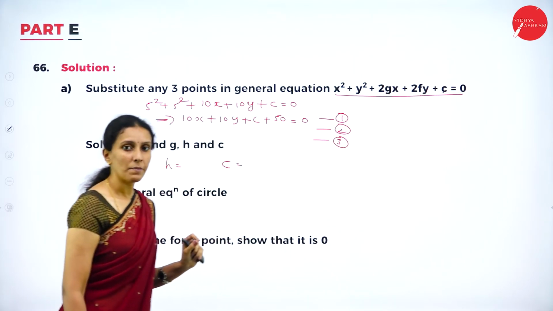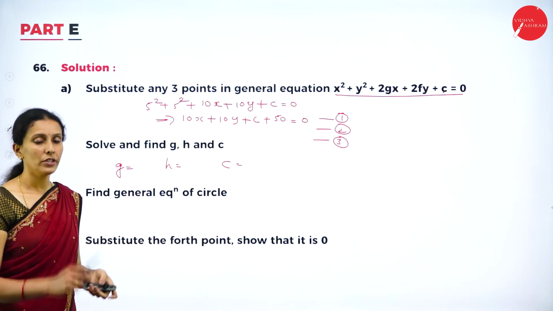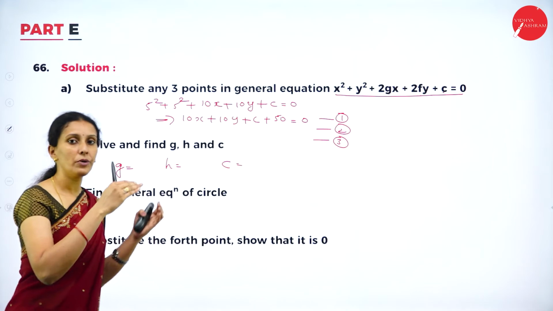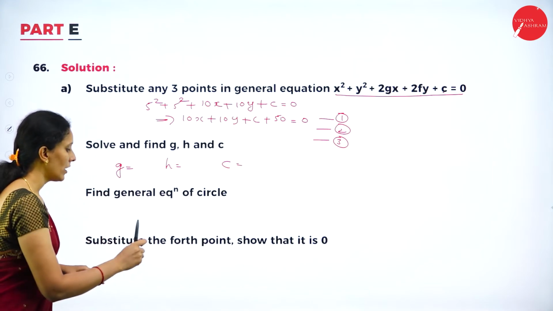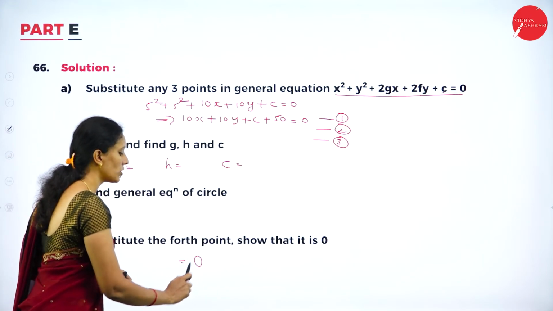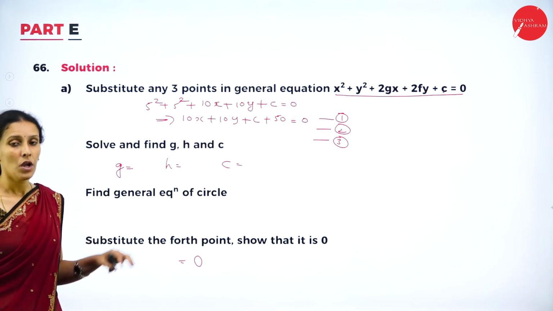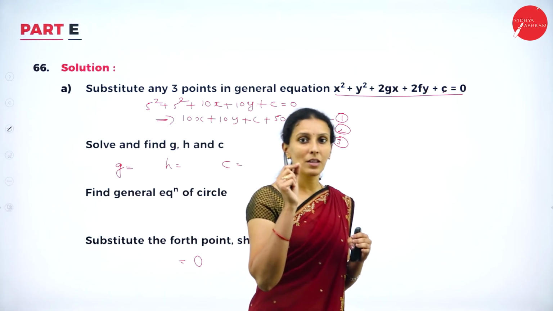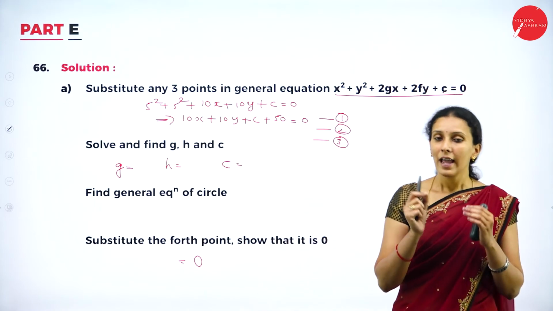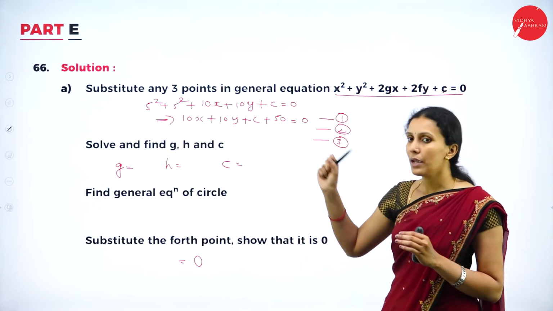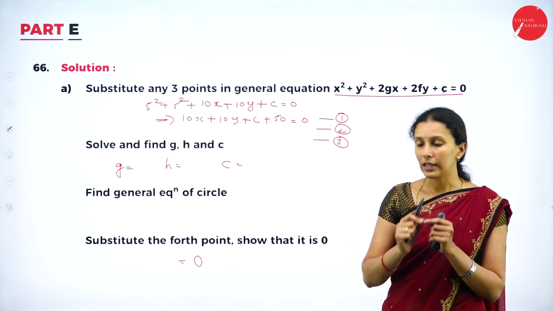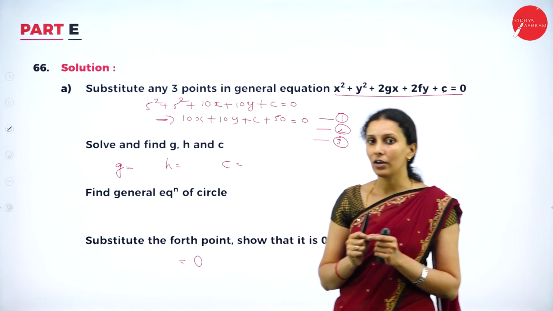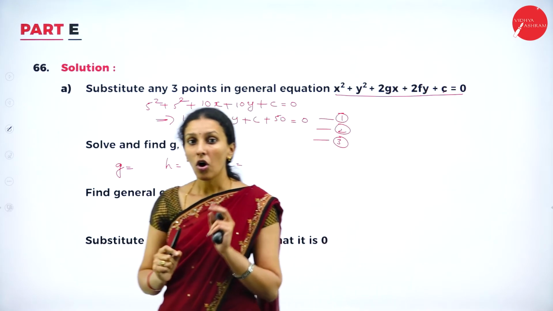So once you have substituted, you will get a standard equation. Now you have one more point which is left. Substitute it back into the standard equation, then show that the equation results to 0. Once the equation results to 0, what does it mean? That means the point is on the circle. Hence, already 3 points are passing through the circle and the last point is also on the circle. Hence, what we can conclude is that the given points are concyclic.